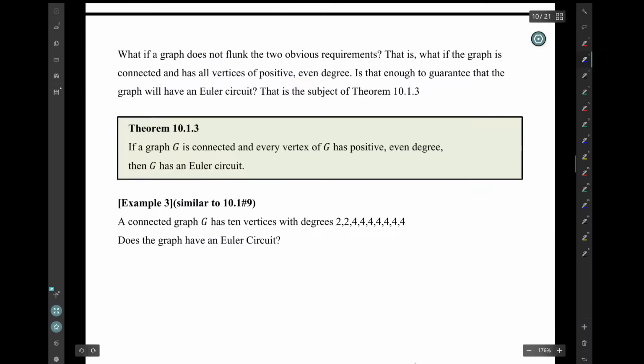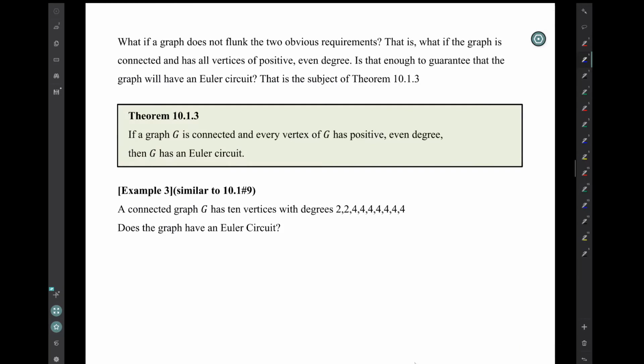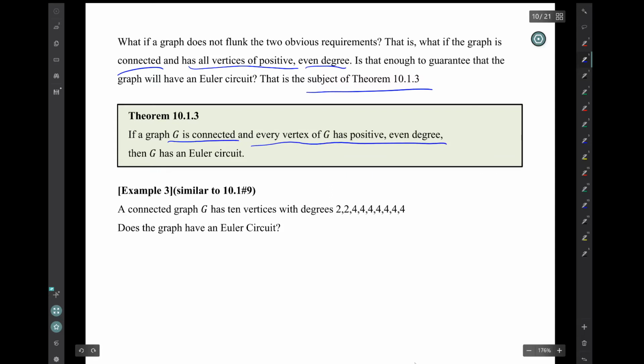Let's go on. What if a graph does not flunk the 2 obvious requirements? That is, what if the graph is connected and has all vertices of positive even degree? Is that enough to guarantee that the graph will have an Euler circuit? That's the subject of this theorem. If a graph G is connected, and if every vertex has positive even degree, then G has an Euler circuit.